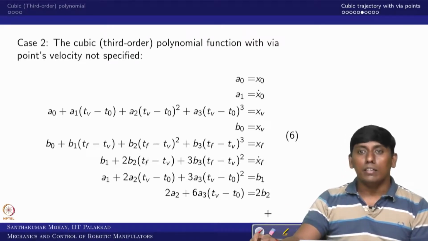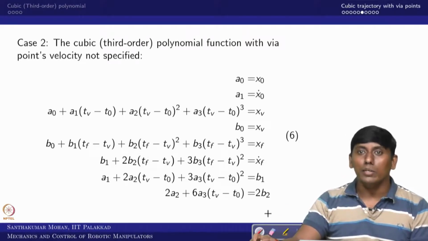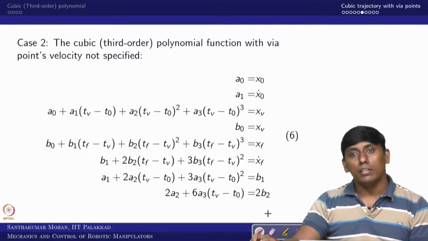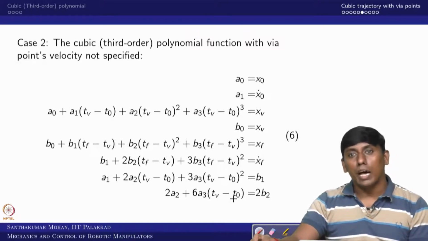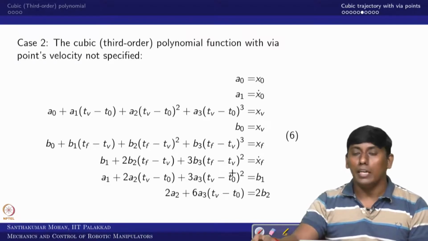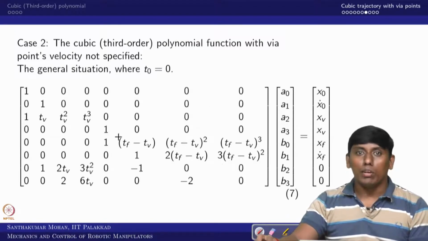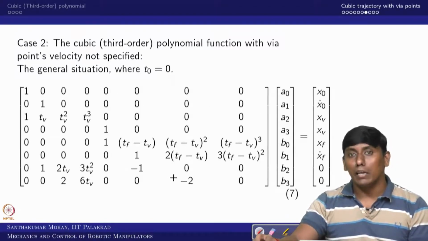Similarly, the first segment's final acceleration equals the second segment's initial acceleration, so the two can be equated like this. Now the earlier equation is modified. There are still 8 unknowns and 8 equations, so we can bring in a slightly modified A matrix.